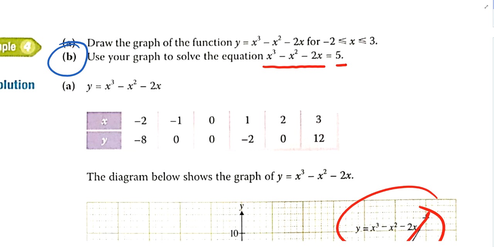What do you have to introduce? Introduce y, right? Okay, since we already have y equals to this graph, what must the other graph look like? Y equals to 5.